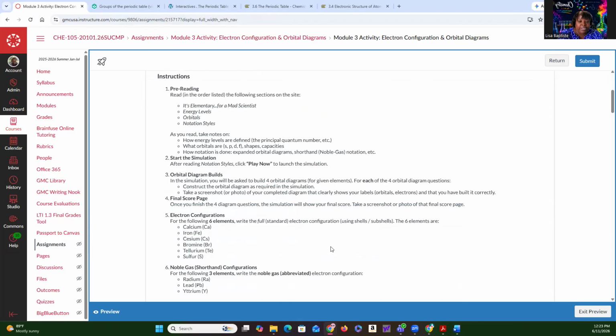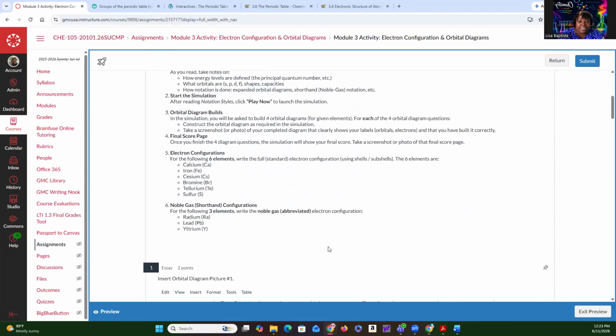Instructions, pre-reading. So read in the order listed the following sections on the site. And then as you read, take notes on how energy levels are defined, the principal quantum numbers, etc., what orbitals are, SPDF shapes and capacities, how notation is done, expanded orbital diagrams, shorthand, noble gas notation, etc. Then you want to start the simulation. After reading the notation style, click play now to launch the simulation.